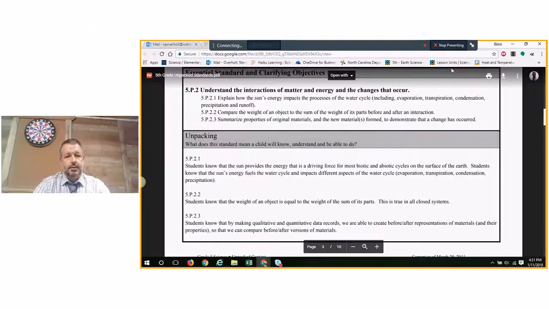All right, so I've pulled back up the standard of the unpacked document. Now we're going to get into the second one, 5P 2.2. Compare the weight of an object to the sum of the weight of its parts before and after an interaction. And the unpacked part says 5P 2.2, students know that the weight of an object is equal to the weight of the sum of its parts. This is true in all closed systems.